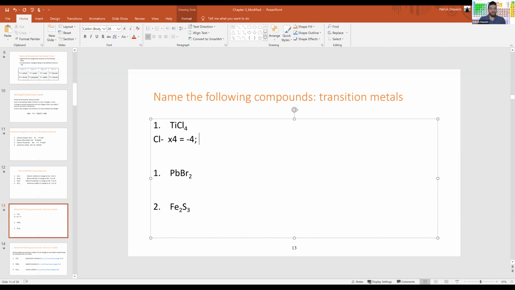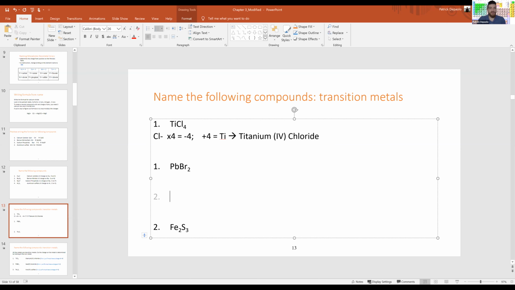There is one titanium, which has to be +4 then, right? So +4 equals titanium. And then our answer will be titanium IV chloride, like that. Hopefully that makes sense. Let's do another one.